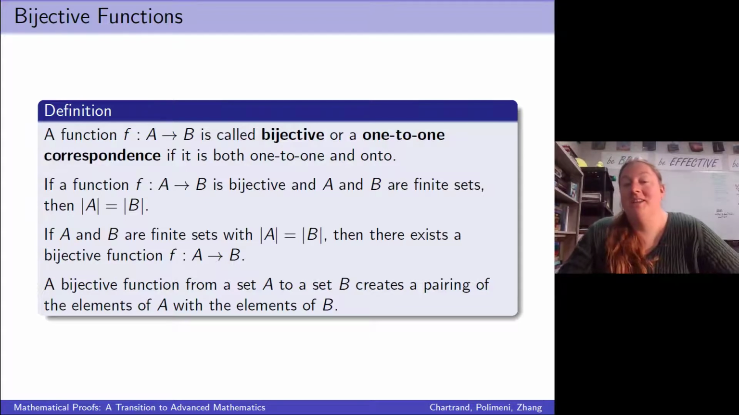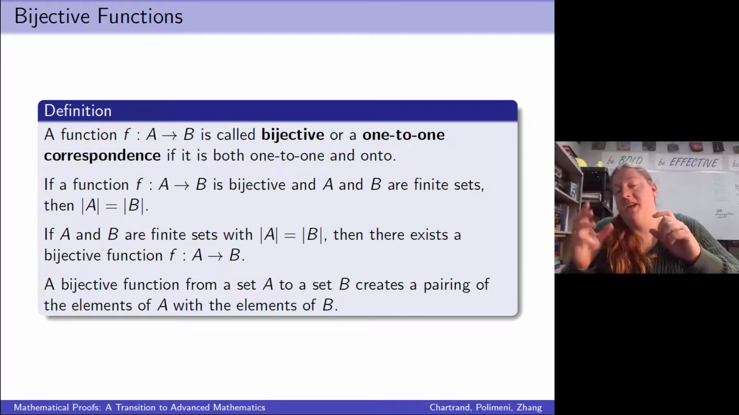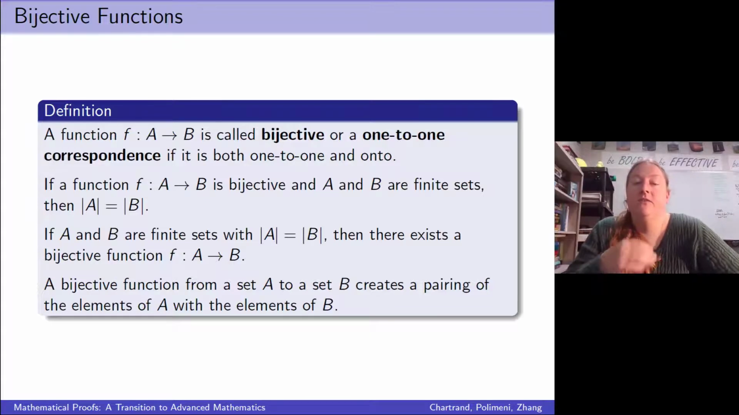Now, if a function is one-to-one and onto, then we call it bijective or a one-to-one correspondence. All right. So bijective is because it's injective and surjective. One-to-one correspondence is this idea of it's one-to-one and it's onto, so everything corresponds to something. All right. So some properties of being bijective. If a function is bijective and the A and B sets are finite sets, then the sizes of the two finite sets are equal to each other.